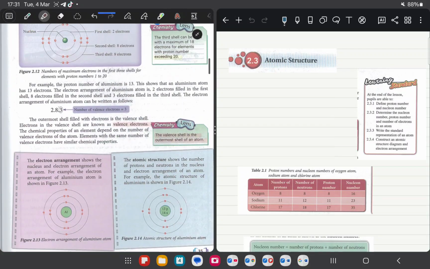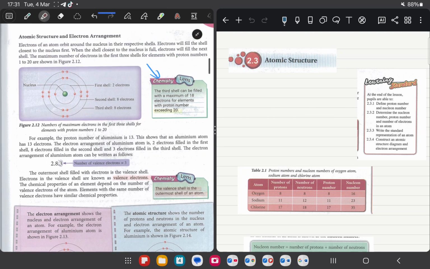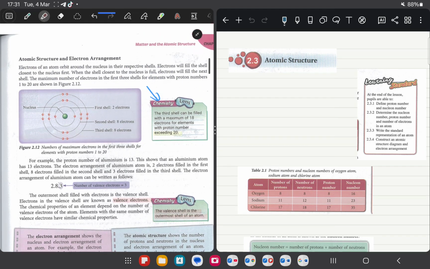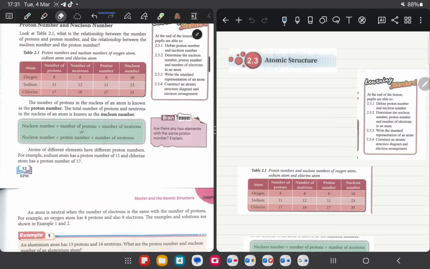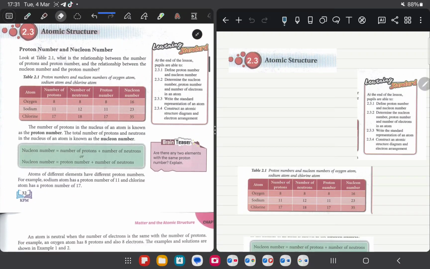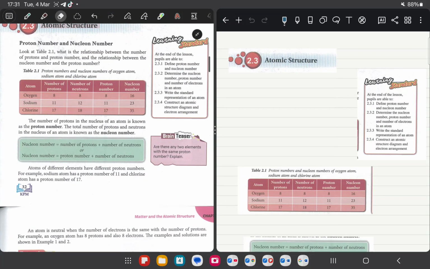Actually for this subtopic you will have around maybe 5 to 6 videos, because there will be 2 or 3 additional videos for atomic structure and electron arrangement drawing. I will focus a bit on this part later. For now we try to understand what proton number and nucleon number actually are.